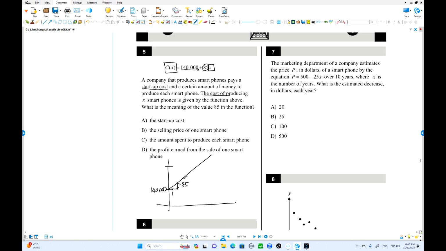Okay. So this is what? The amount spent to produce an additional smartphone. Okay, every phone it costs what? It needs what? $85. Okay, yeah, that's it. The amount to spend to produce each smartphone, right? That's the answer. That's the slope.